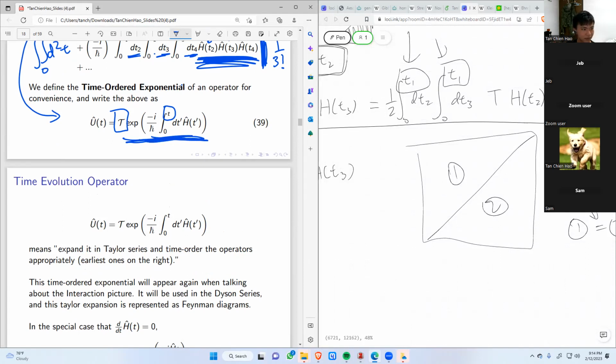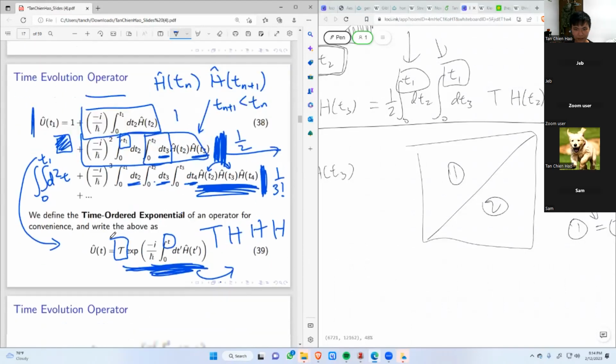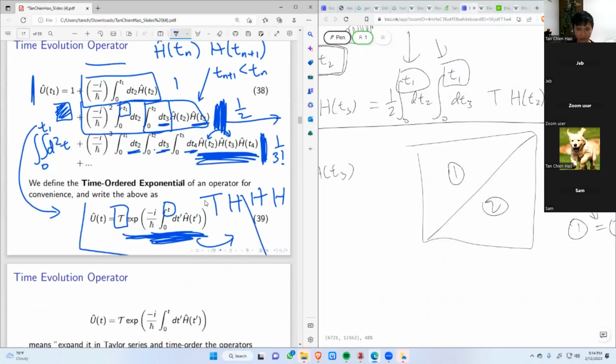denoting that if I expand this out in terms of Taylor expansion, all the operators, all the h, I must put a T in front of them, and that would collapse it down. So this is how we get the time evolution operator. By considering the Schrodinger picture, we get the time evolution operator in terms of the time ordered exponential.